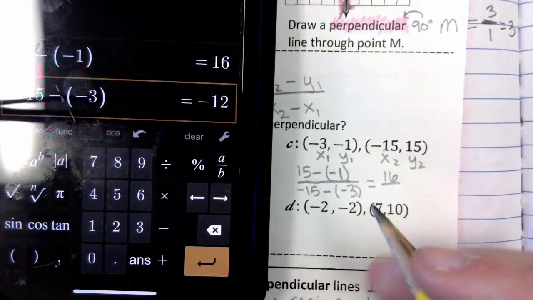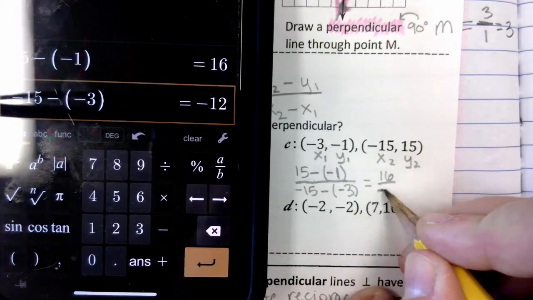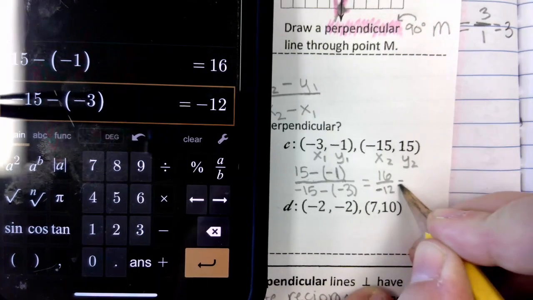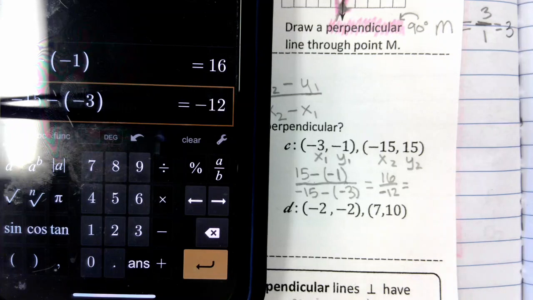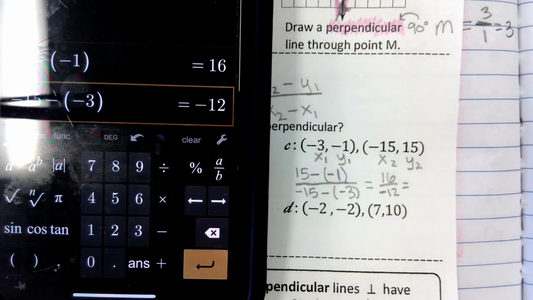What can I divide both 16 and 12 by? 4. Yeah, or I could do 2. If I divide by 2, I might have to simplify again. So if you can simplify that, go for it.